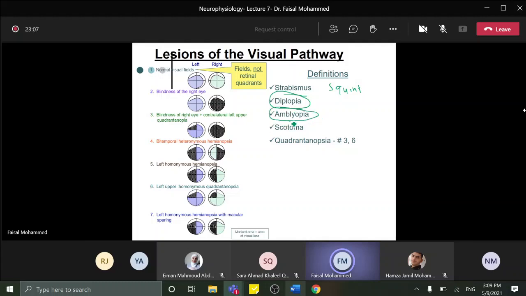أمبليوبيا اللي هي blindness in one eye. سكوتوما اللي بتكون في dark areas in the eye. كوادرانت معروف شو كوادرانت اللي هو حكينا ربع الاي، هي ربع هون كوادرانت with macular sparing without macular sparing، اذا اللي فيه macular sparing بتكون على الكورتكس، without macular sparing اللي بتكون على الاوبتيك راديشن.